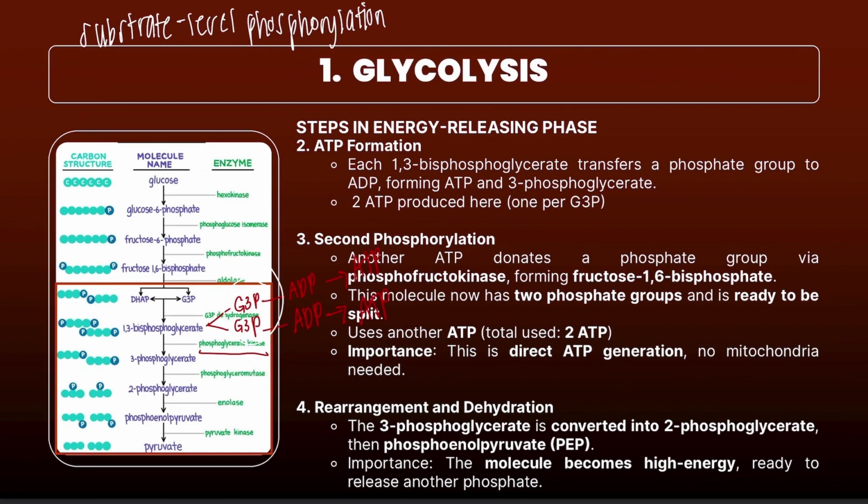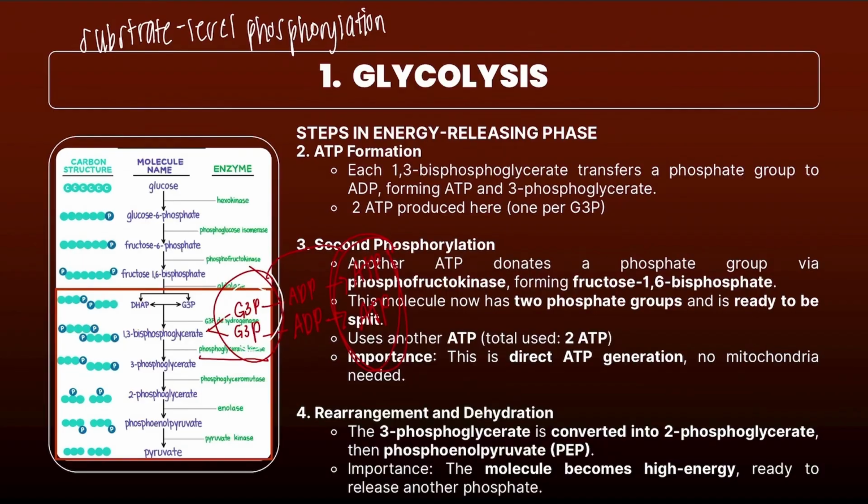Okay? So, since we have two G3P molecules, in this step we make 2 ATP in total, one from each of the G3P. Okay? So, after making the ATP here, the molecule we have now is called 3-phosphoglycerate, or 3PG. In this step, the cell rearranges it for a bit in order to prepare for making more energy. The rearrangement here is very important to prepare more energy.